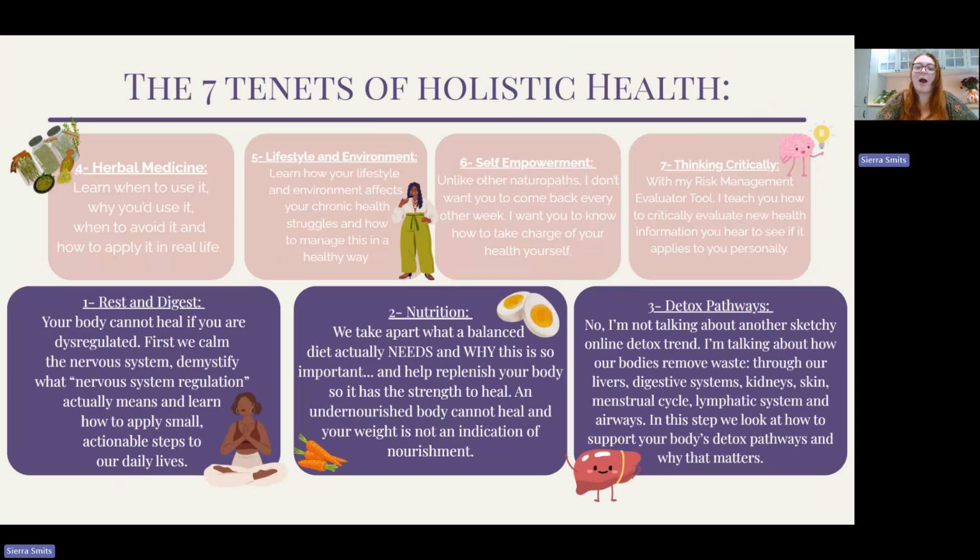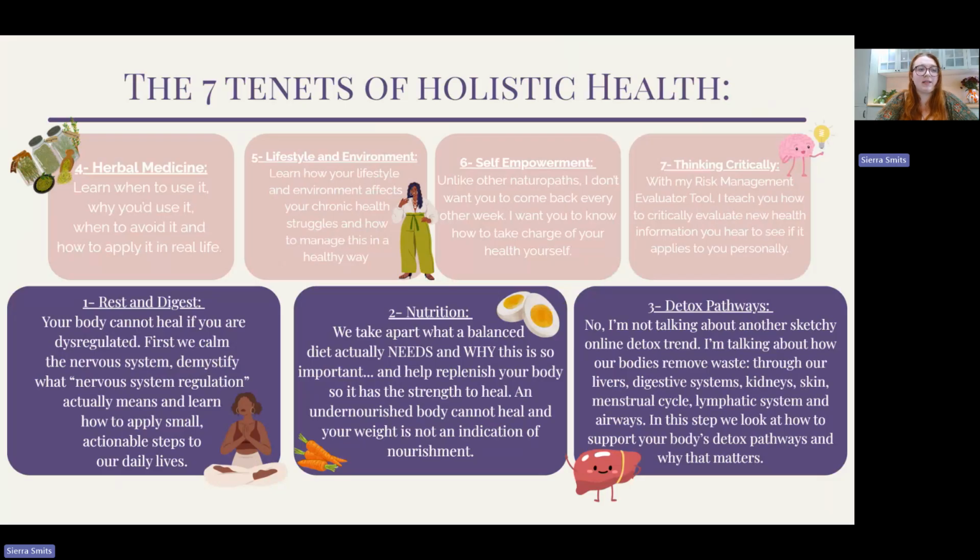Okay, I'm not talking about another sketchy online detox trend. I am talking about how our bodies remove waste through our livers, our digestive systems, our kidneys, our skin. If you were assigned female at birth, your menstrual cycle, your lymphatic system, and your airways. In this step, you look at how to support those detox pathways and why it matters. And this is just an overview, by the way. We're going to go through all of these one by one.